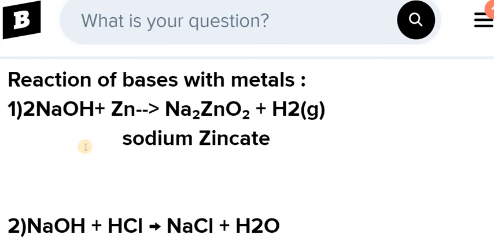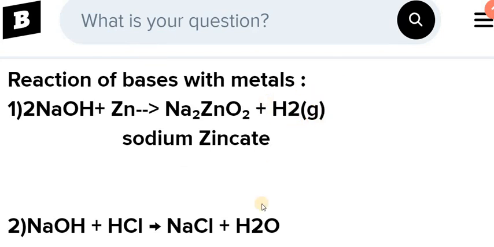Because whenever a metal reacts with the base, we get sodium zincate, that is Na2ZnO2, and along with that hydrogen gas is released. So the equation is NaOH plus Zn gives Na2ZnO2, called sodium zincate, and along with that hydrogen gas is evolved.